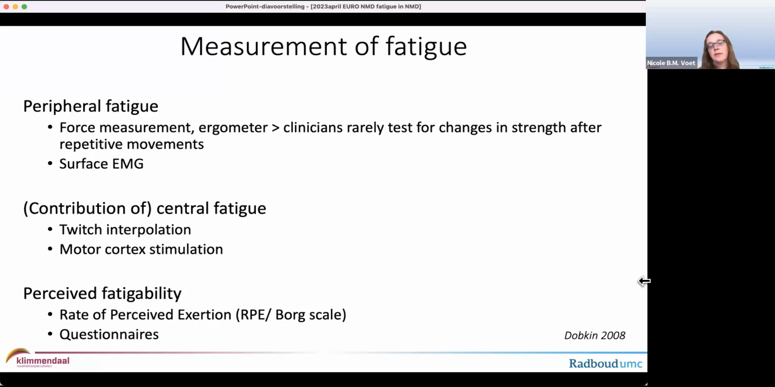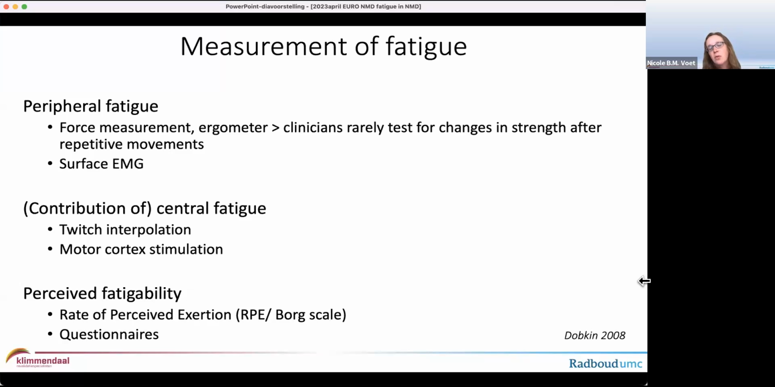You can measure peripheral fatigue with EMG. I will show you research later on. And then central fatigue can be measured with the twitch interpolation technique or by motor cortex stimulation. What you do is ask a patient to give maximal strength, and then you superimpose the nerve stimulation, and you can see that more maximal strength can be given than the patient gives. The difference between the real maximum strength and the given maximal strength is central fatigue.